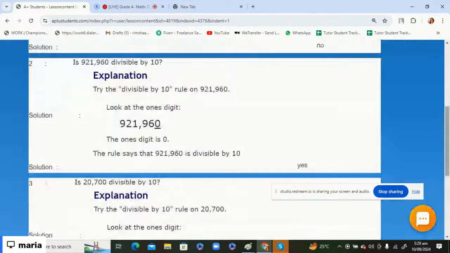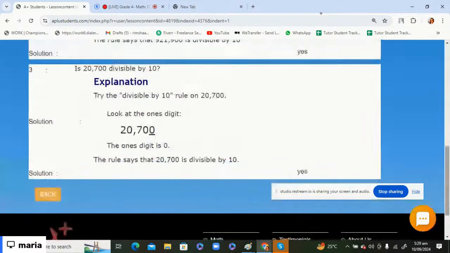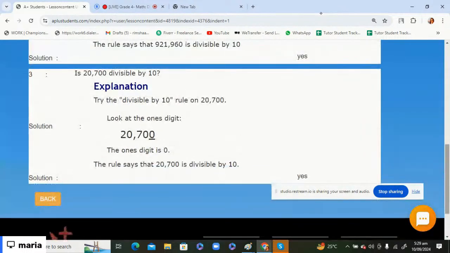Is 921,960 divisible by 10? There is 0 in the end, so we can say that yes. If there is 0, then any table is divisible. Okay. The other one is the same. 20,700 divisible by 10? Yes, because 0 0 both are the same in the end. So we can say that yes, it is divisible.